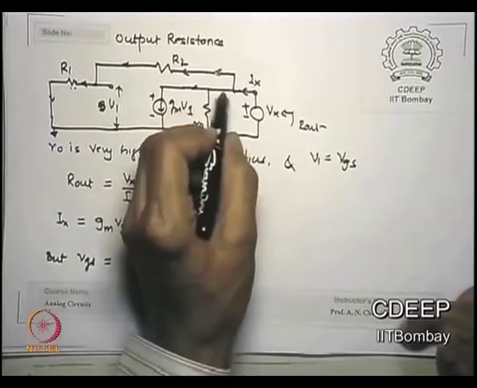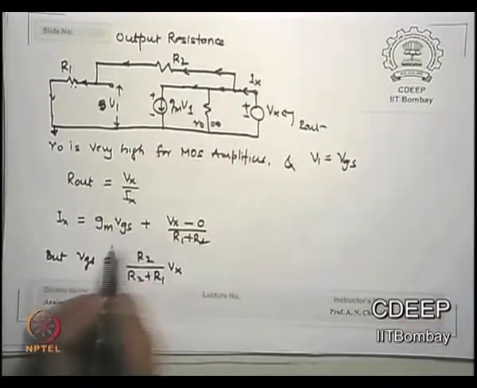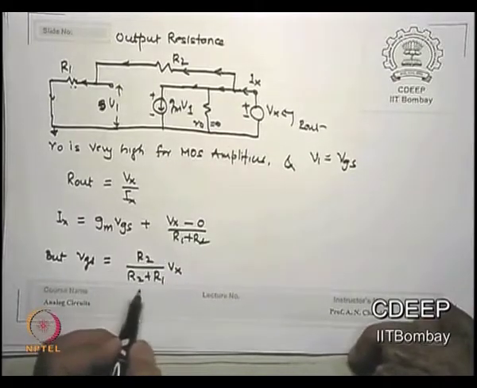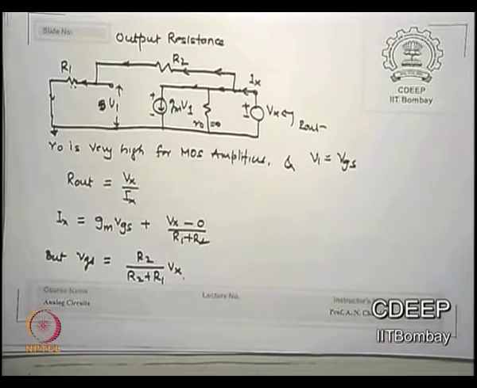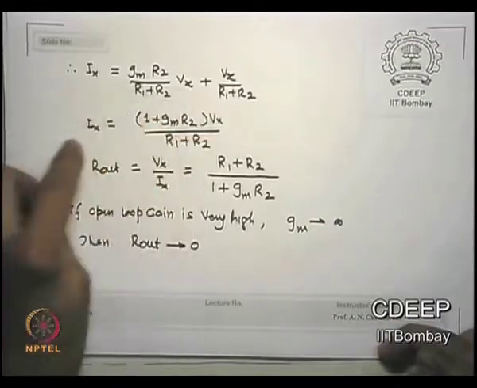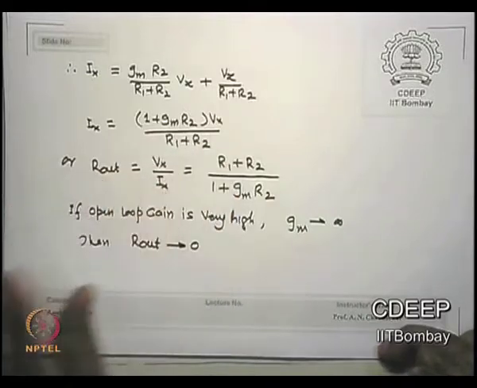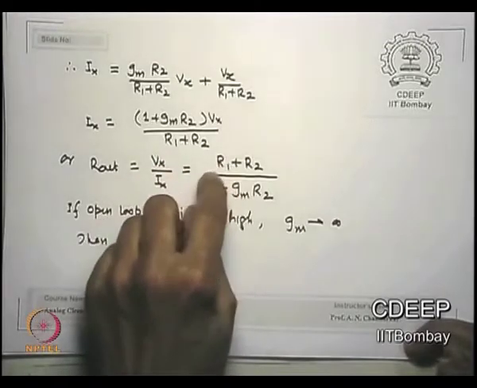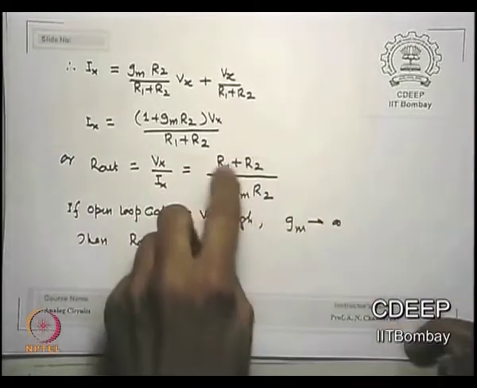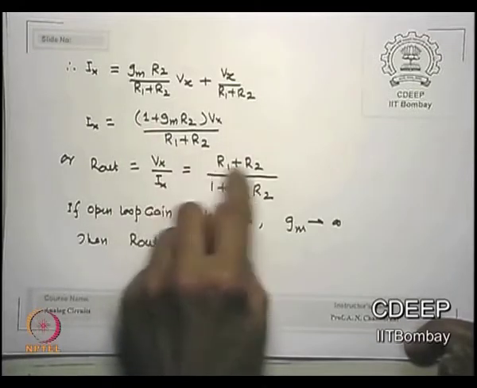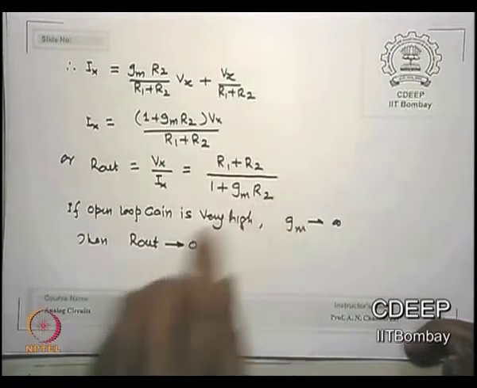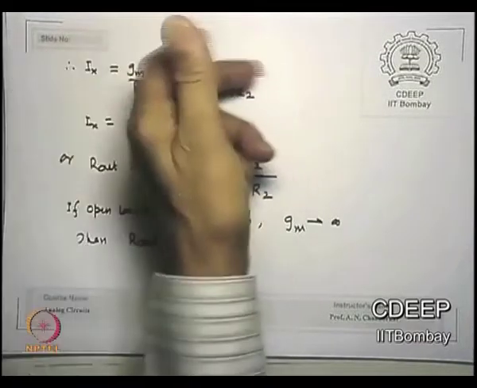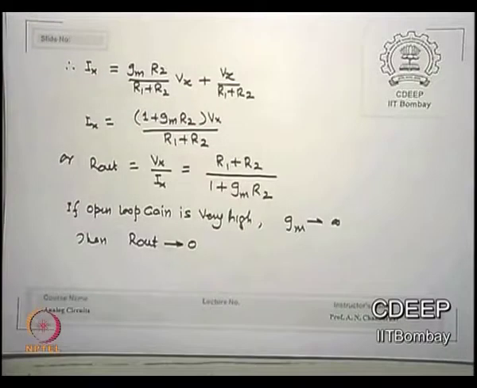One current went this way, one current went this way, the sum of those two currents. From here I calculate the VGS value, which is R2 upon R1 plus R2 times Vx. So I solve for Ix, I get Ix, and from there I can get Vx by Ix. I will come back to correct the values, but just see what I am saying. R1 plus R2 upon 1 plus Gm R2 is the expression I got for R out. Is that correct? From substituting I get the Vx and Ix relationship, so I find that.